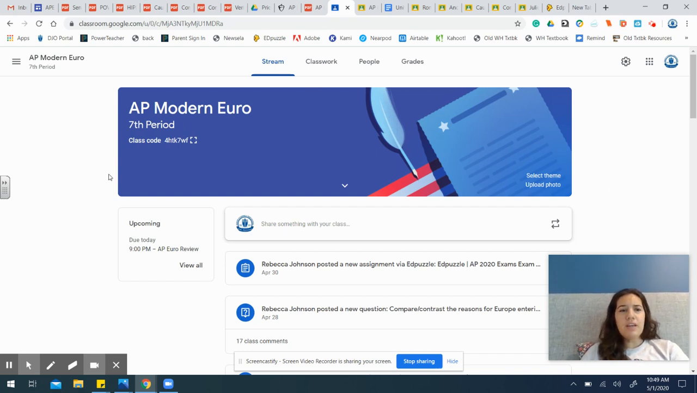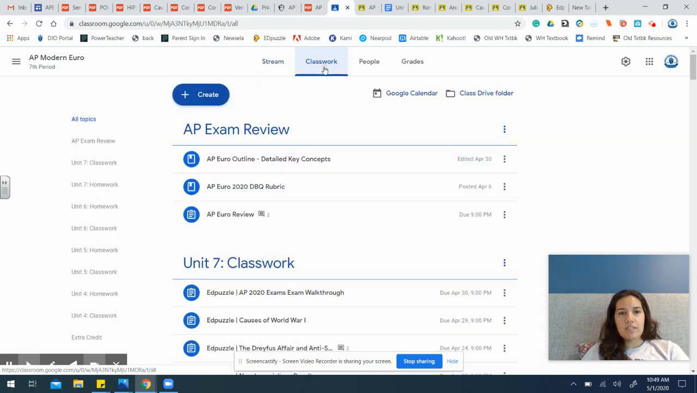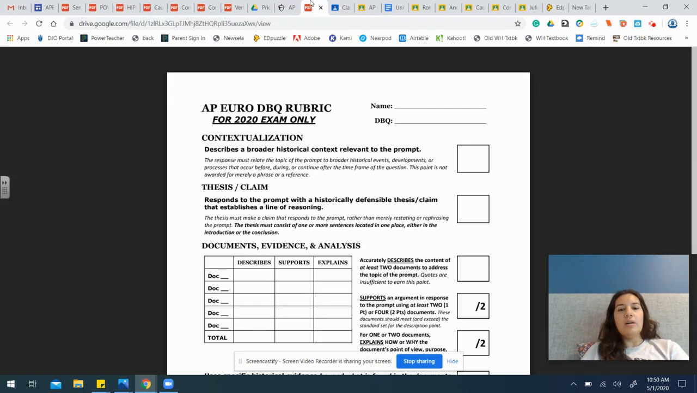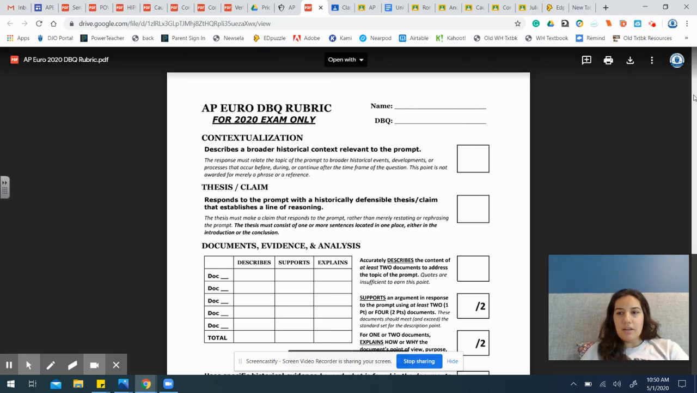If you're on Google Classroom, a couple people asked where the DBQ rubric is. So here's the stream. You're going to click on the classwork section, and it's right here at the top. Under AP Exam Review, I have the AP Euro 2020 DBQ rubric. This is important because this year's rubric will look different than any other rubric you'll take for a history AP exam. So this is what the rubric looked like.